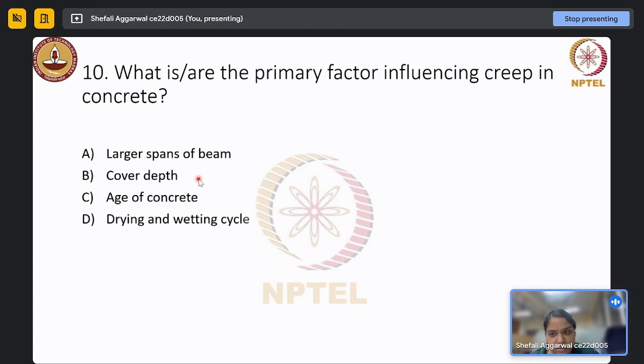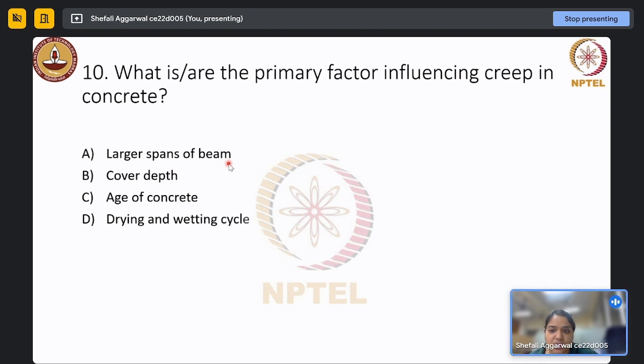It's not a primary reason. It is a secondary reason that you are telling more the cover depth, more will be the loading effect, and more will be the creep. So it is a secondary effect, not a primary effect, right? Out of these four, ma'am, I think age of the concrete is more influential. I don't know whether A is correct or not.